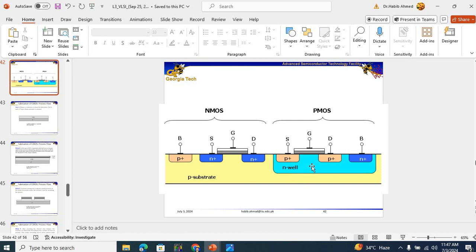Let us talk about the P-type MOSFET as well. In order to create a P-type MOSFET on the same substrate, the first thing we need to do is to create an N-well. This well acts as a substrate for the P-type MOSFET. In a P-type MOSFET, the substrate should be N-type and the drain and source should be P-type, because we need to create a channel which should be comprised of holes under the gate.